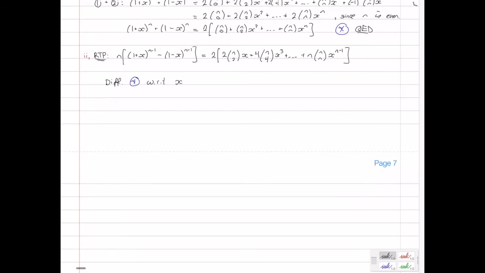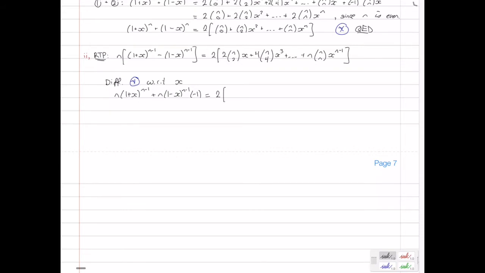So if we do that, we're going to get n times 1 plus x to the n minus 1 plus n times 1 minus x to the n minus 1, but we also have to multiply by the inside derivative, which is negative 1. That's where we get that minus in what we want to prove. In the left-hand side, that's where the minus comes from. And then when we differentiate the right-hand side of the blue star, we get 2 times.